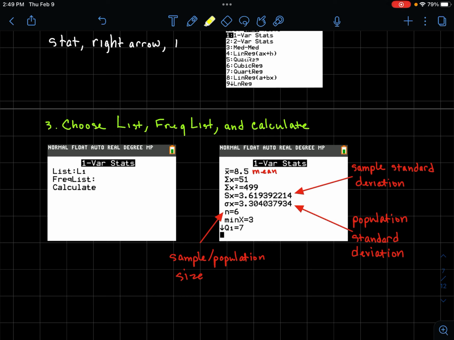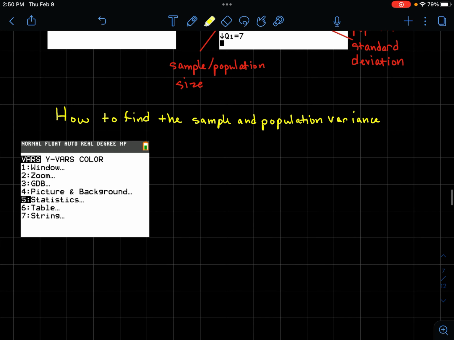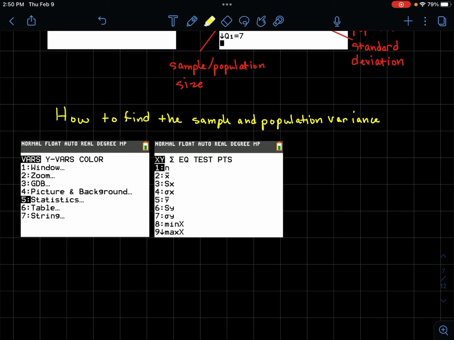Now that gives us sample and population standard deviation. How can we calculate the variance that goes with this? Once we hit equals, all of these data points are saved into the calculator. So we can recall all those data points. And to do that, we can click on the VARS button. If you look at the arrow buttons, right below the down arrow, there is a VARS, standing for variables. When you click that, the screen will pop up like so.